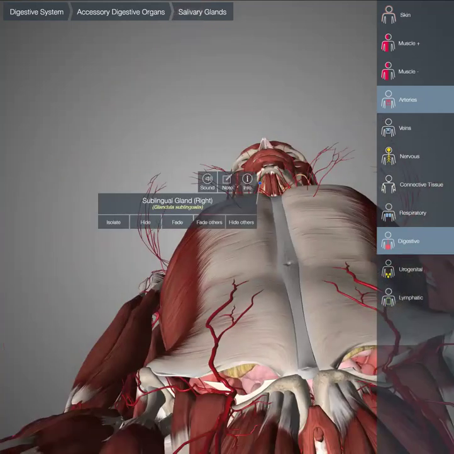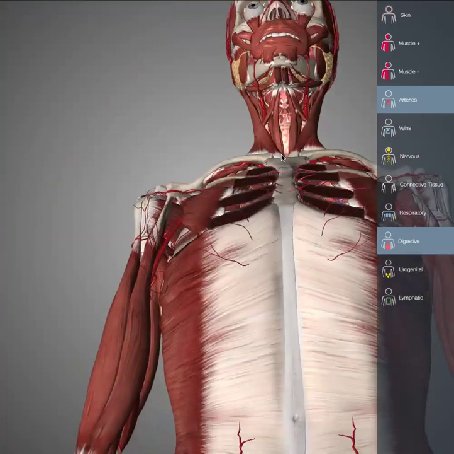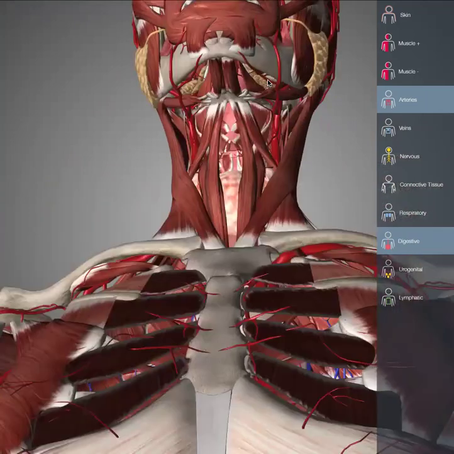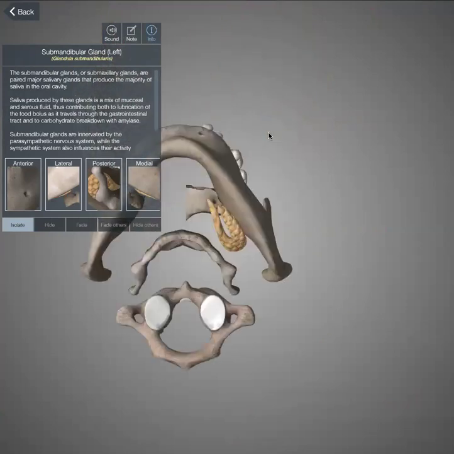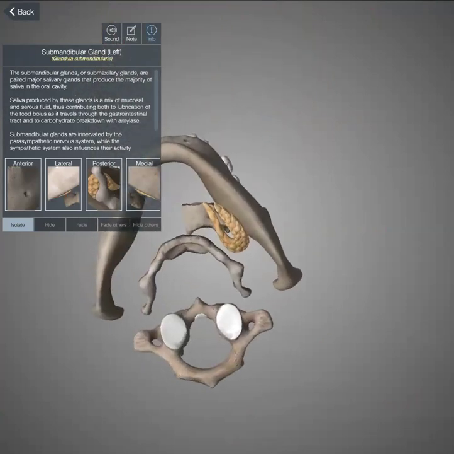Okay. Finally, the submandibular, which is the one that I was talking about, thinking it was sublingual. Submandibular is also bilateral, located on both sides of the face. Very important for saliva secretion.